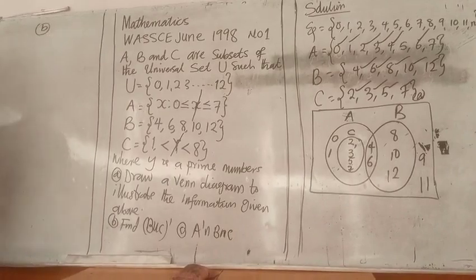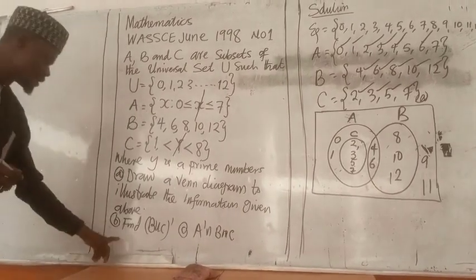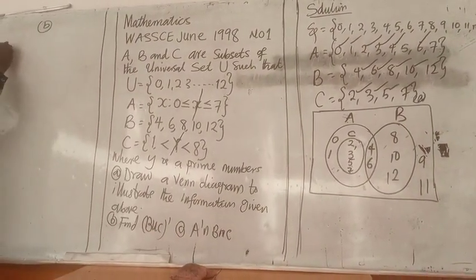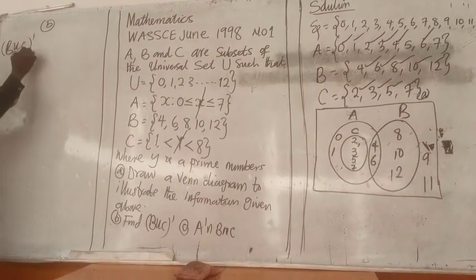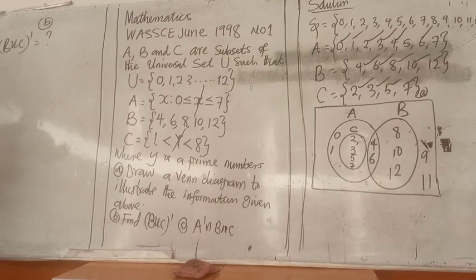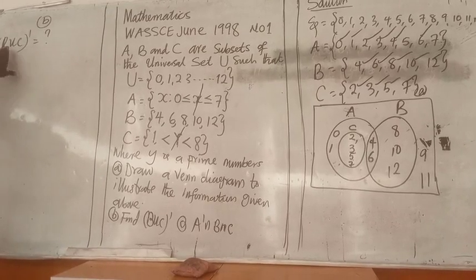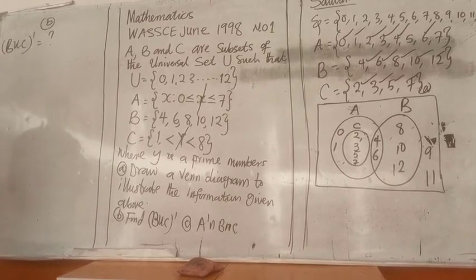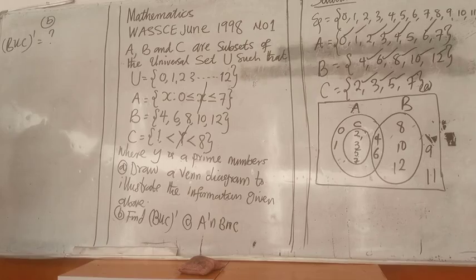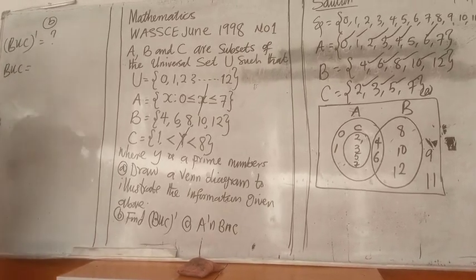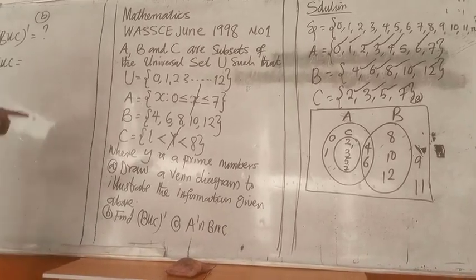The B part of the question says that what? Find (B union C) prime. (B union C) prime is equal to unknown. When you are asked to find something in brackets, what you have to do is find what is inside the bracket first before you prime it. Prime simply means not. B union C. It simply means all the members of B and C.